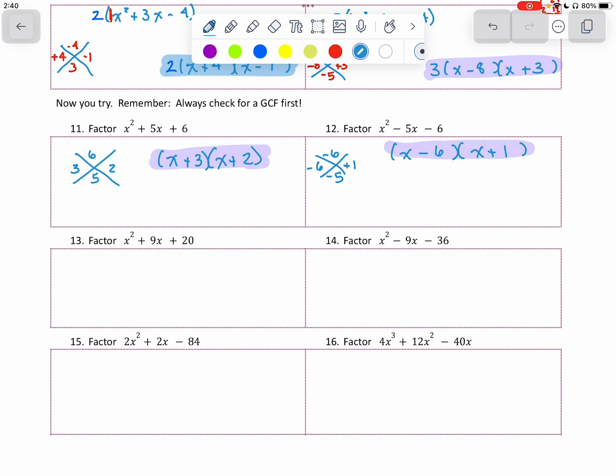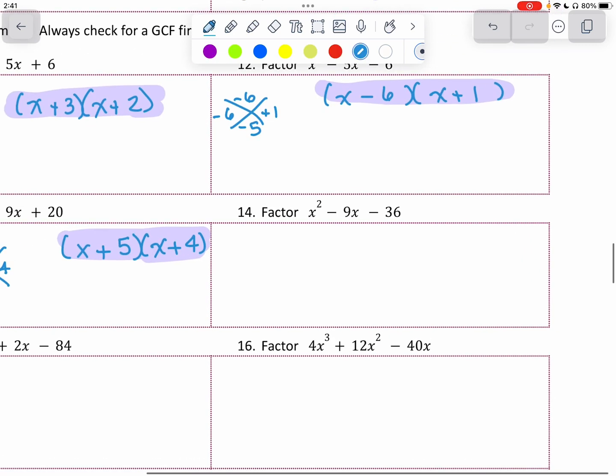It's a good idea if you're struggling to go ahead and list out your A, B, and C. That's a good habit to get into anyway. A is 1, B is 9, C is 20. Two numbers that multiply to give me 20, that add to give me 9. That's going to be 5 and 4. And because that leading coefficient is 1, I can go straight to my factors, x plus 5 times x plus 4.